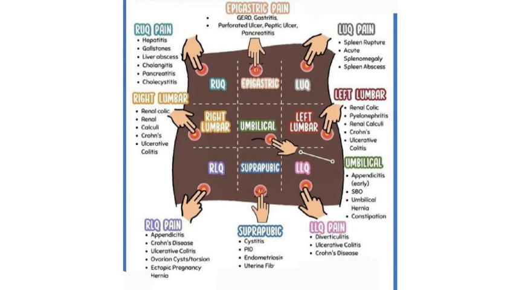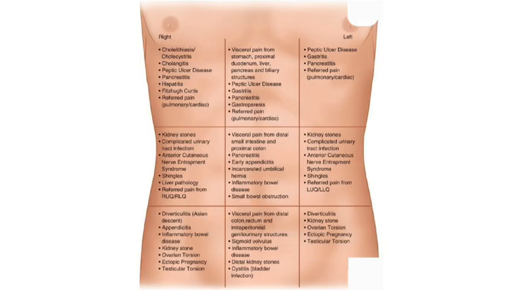So, coming to the right upper quadrant, the right upper quadrant contains the right lobe of liver, gallbladder, pylorus of the stomach, first 3 parts of duodenum, head of the pancreas, right kidney and right suprarenal gland, distal ascending colon, hepatic flexure of colon and right half of transverse colon. Right lower quadrant contains majority of the ileum, cecum and vermiform appendix, proximal ascending colon, proximal right ureter.